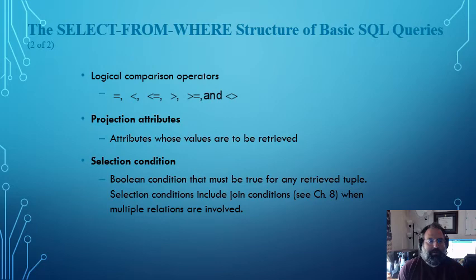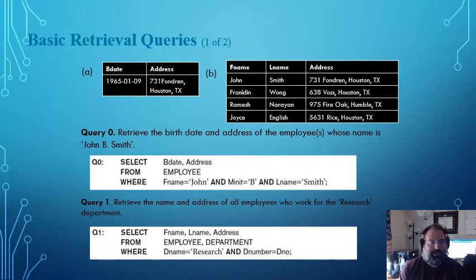Generally, the logical comparison operators are less than, greater than, equal to, not equal to, and so on. The projection attributes are those attributes which are included in the select statement. So that's what you're trying to retrieve. The selection condition is the Boolean condition that must be true for any retrieved tuple. It's what's going to be in the where clause. Selection conditions include join conditions where multiple relations are involved. So you may be selecting from a combination of tables and applying logic at that level.